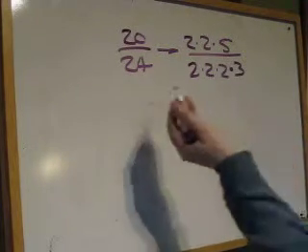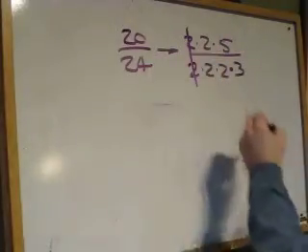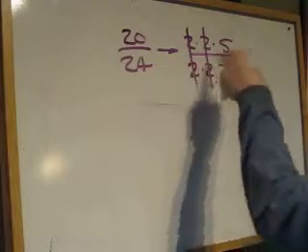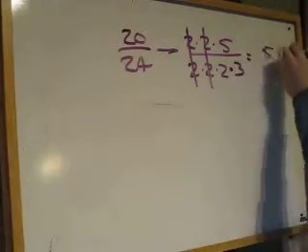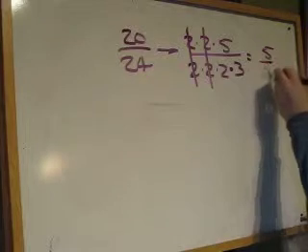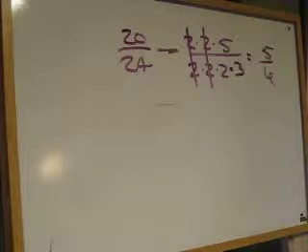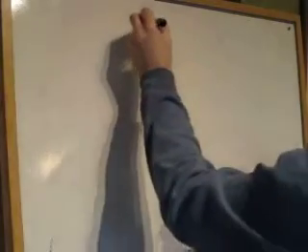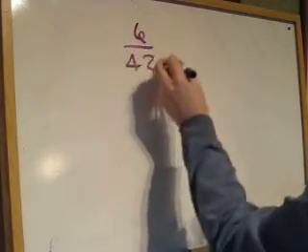Alright, now I'm going to look and see what I have in common. Well, I have 2 2's, and I have 2 2's. So I get rid of all the common ones to the top and bottom, and my answer is this fraction reduced. So 20 over 24 is the same as 5 over 6. Alright, so let's do 1 or 2 more since we do have some time here. Let's look at 6 over 42.